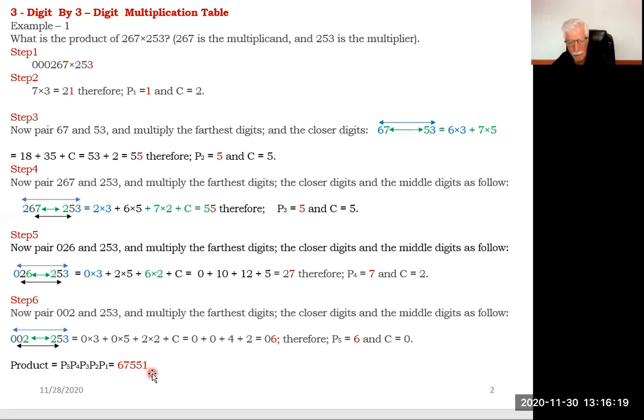551. Now, as I said, I'm going to explain a procedure to check the product. We want to make sure that this product is correct. So let's go to the next page and see how it works.